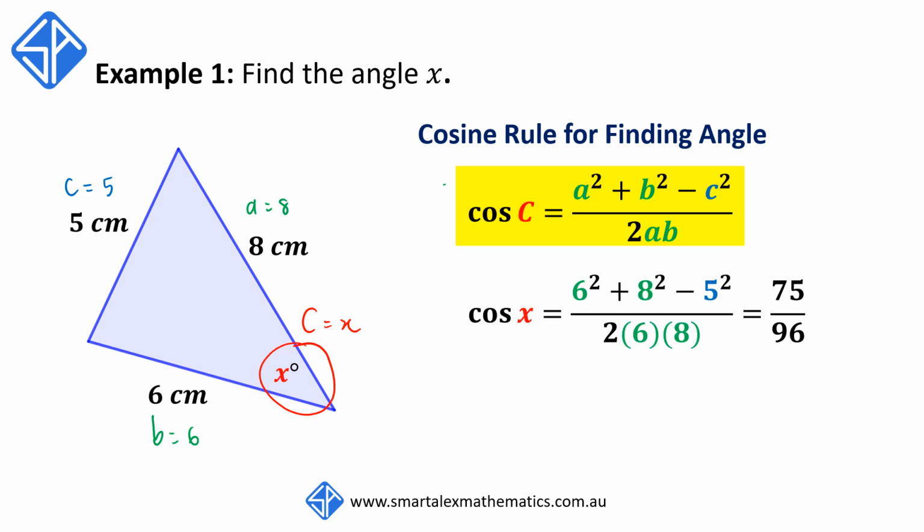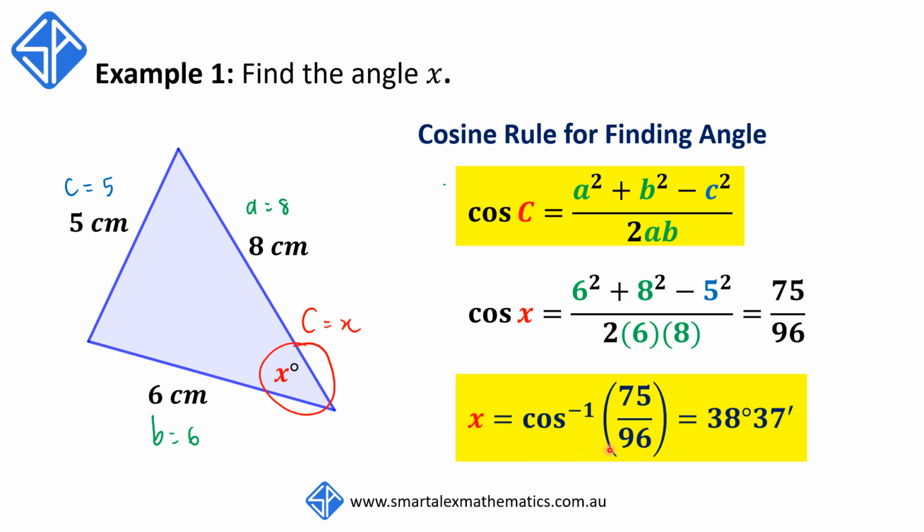This will give us cos x is equal to 6 squared plus 8 squared minus 5 squared, all divided by 2 times 6 times 8, which evaluates to 75 divided by 96. Then to find the unknown angle x, we take the inverse cosine of 75 on 96, and this will give us the angle x being equal to 38 degrees and 37 minutes to the nearest minute.